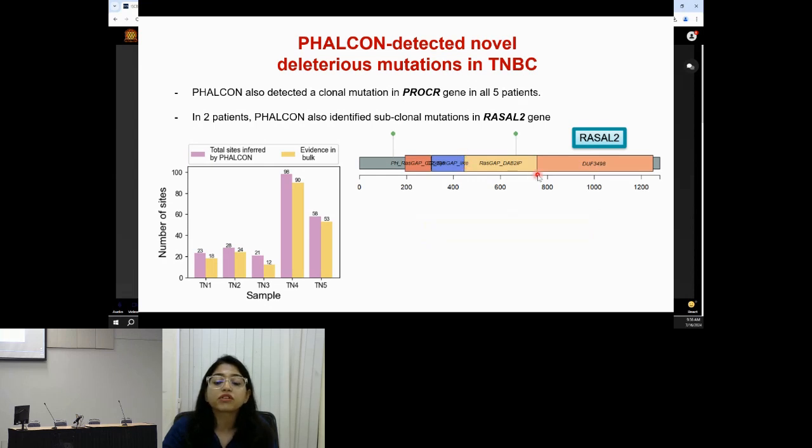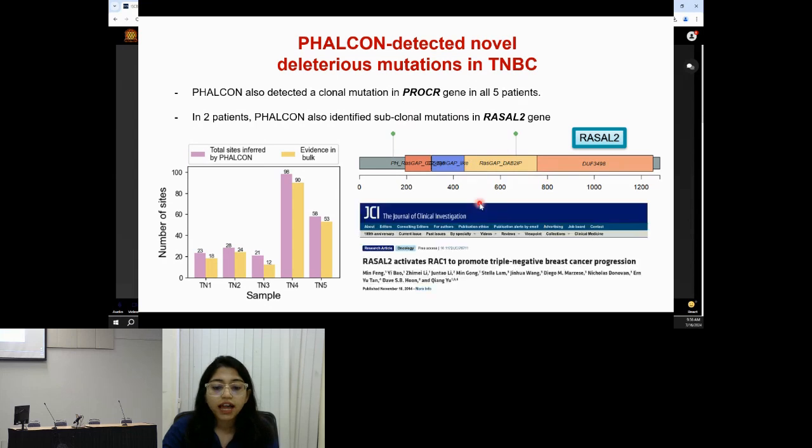In 2 patients, PHALCON also identified subclonal mutations in the RASL2 gene. So we are inferring somatic mutation in the RAS gap, which is important. And we also found some literature telling that RASL2 is promoting triple negative breast cancer progression, and mutations in the same may cause deleterious effects.